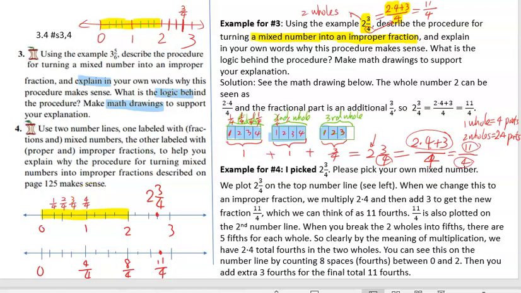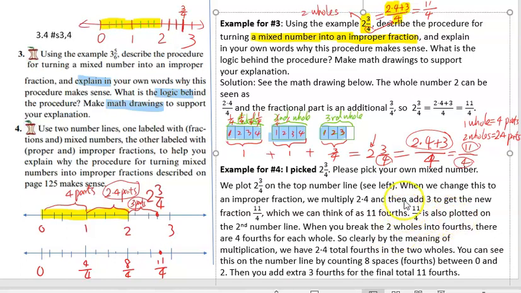So we are going to see the same idea. Each whole is turned into 4 parts, and 2 wholes are turned into 2 times 4 parts. Plus we also have 3 parts right here. So altogether it's 2 times 4 plus 3 parts, which gives us 11 parts. But the size of each part is 1/4, so we have 11 fourth parts. 11 parts, each of size 1/4, which is the fraction 11/4.